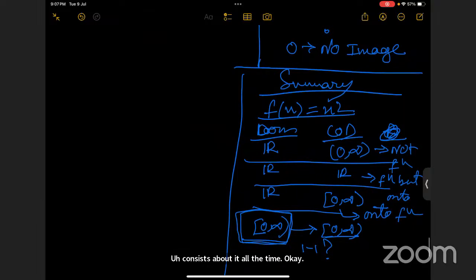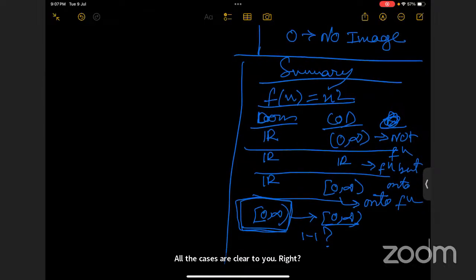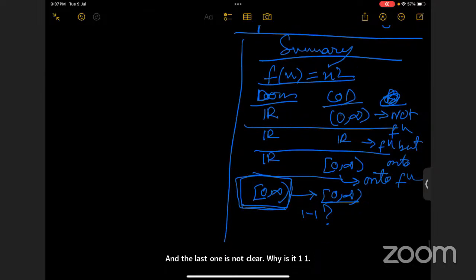All the cases are clear to you, right? And the last one is not clear. Why is it 1-1? Because if it is not 1-1, what is your example?